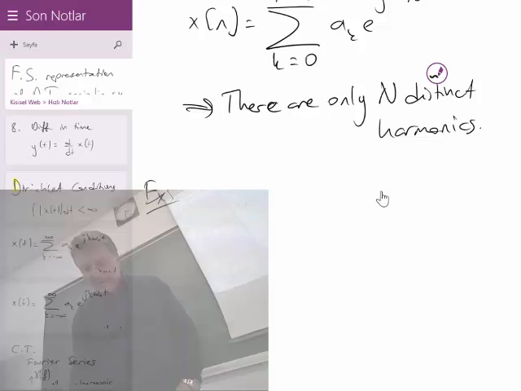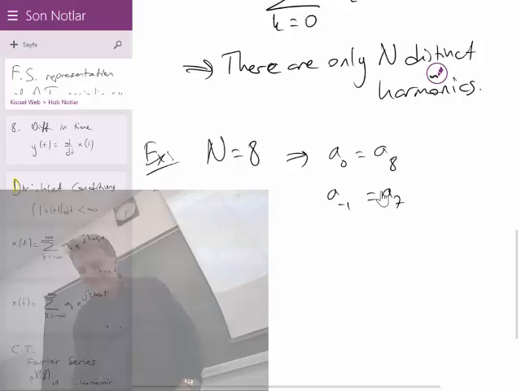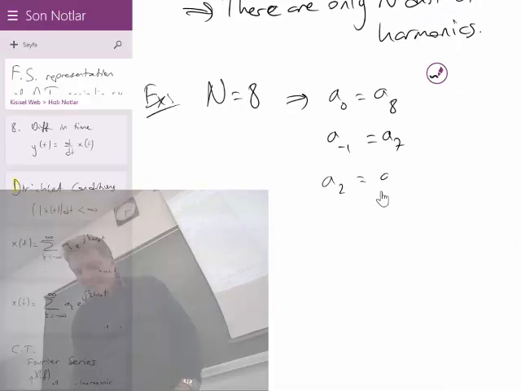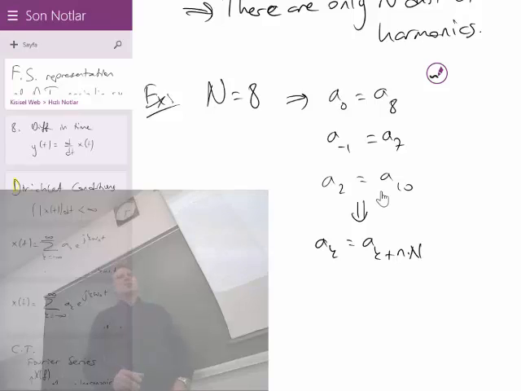So let's write it. If N is equal to 8, then a0 is the same as a8. a minus 1 is the same as a7. a2 is the same as a10. So a_k is equal to a_(k plus some integer times capital N). That integer can be 1, 2, or 0, whatever. So the Fourier series coefficients are also periodically repeating.